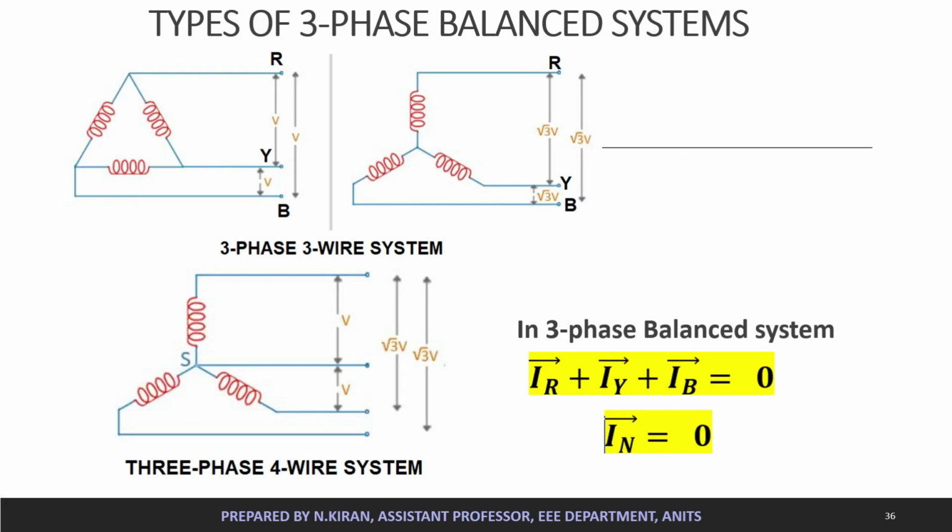So we have two types of three-phase balanced system. One is three-phase three-wire system and another one is three-phase four-wire system. Three-phase three-wire system is possible both in delta as well as star, whereas three-phase four-wire system is only possible in case of star because it utilizes the neutral point. In three-phase balanced system, the phasor sum of IR, IY, IB is equal to 0 and the neutral current is also 0.